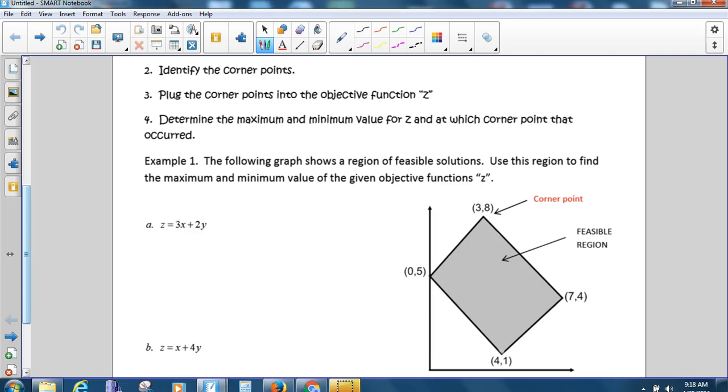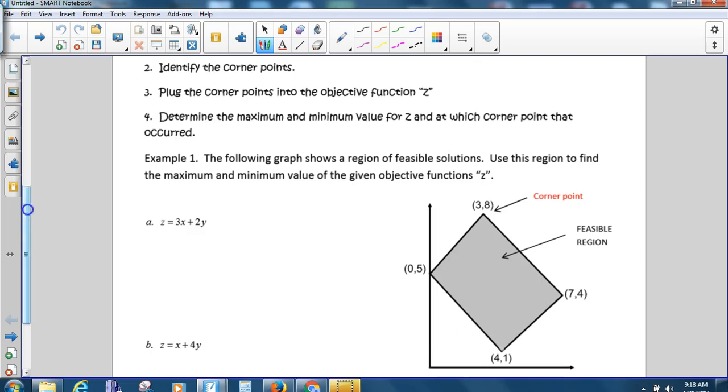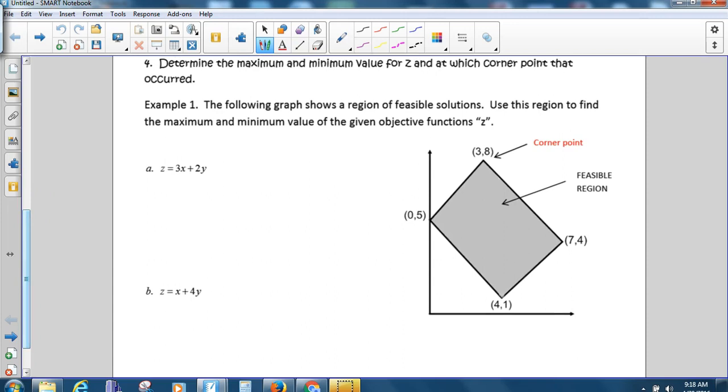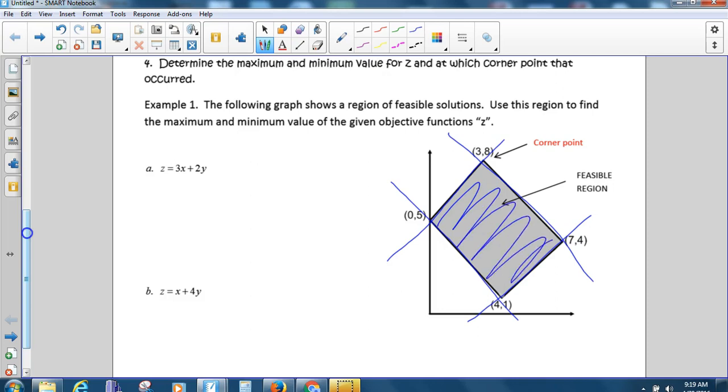So here we go. The following graph shows a region of feasible solutions. Use the region to find the maximum and minimum values for the given function z. So again, let's say we drew a line and it went like this, and we had another line and it went here, and we had another line and went here, and another line went here. And then when we shaded all four inequalities, we ended up with this area here in the middle, this quadrilateral.